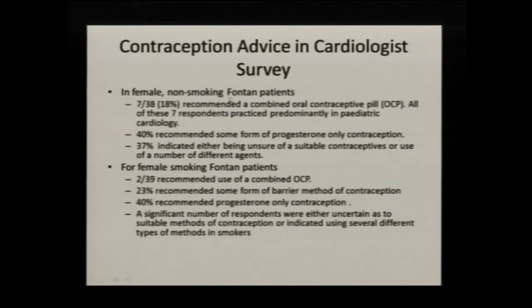In female non-smoking Fontan patients, so smoking is a strong risk factor for thrombosis, so very much counsel against smoking. But 20% of respondents recommended using a combined oral contraceptive pill, which would contain estrogen. 40% recommended some form of progesterone-only contraception, and a significant number were unsure about which contraception to recommend.